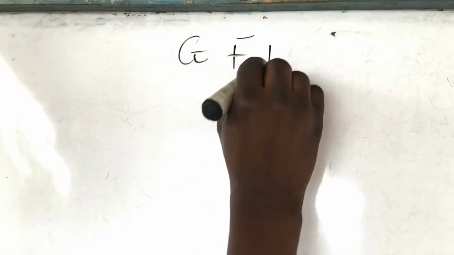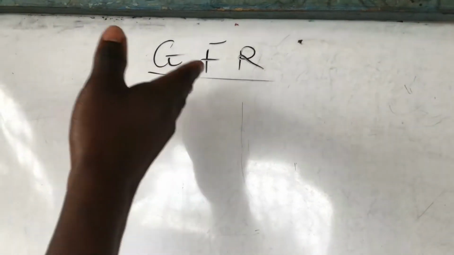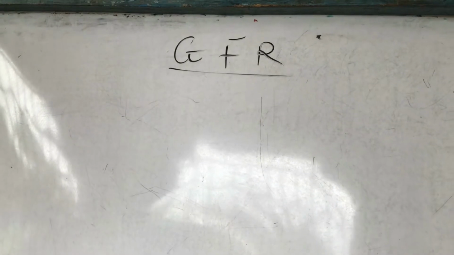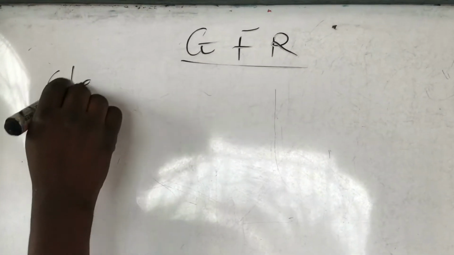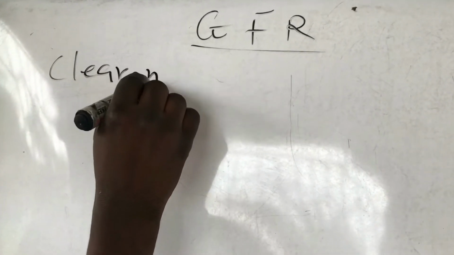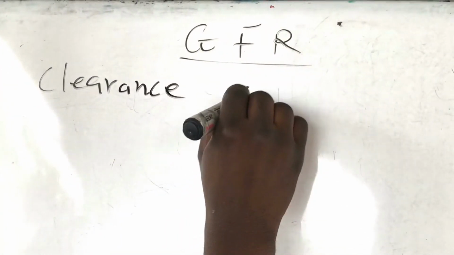So when I talk of GFR, that is the glomerular filtration rate of the kidney. Now this glomerular filtration rate of the kidney is used to estimate the clearance activity of the kidney.